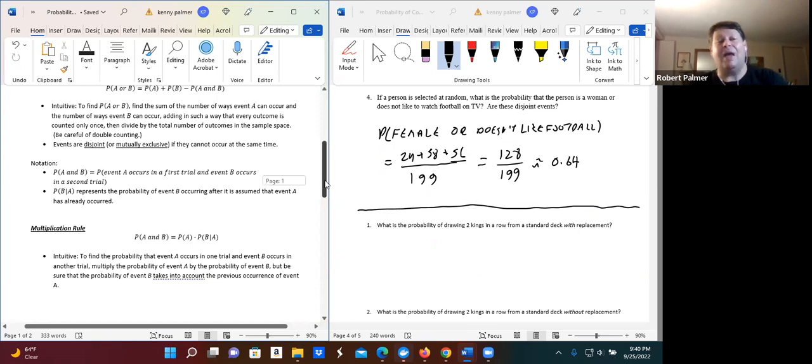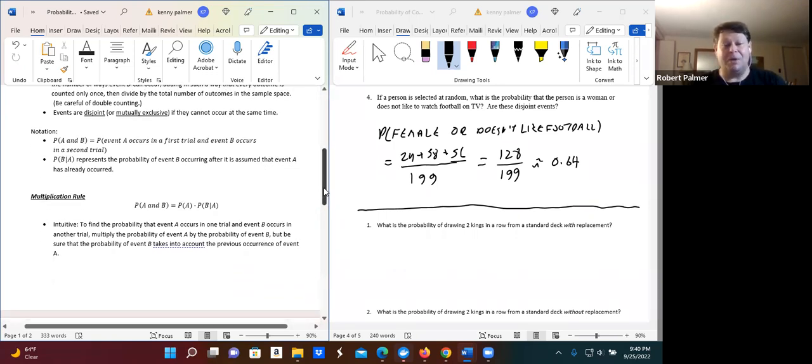But if A can affect what happens with B, then that's important. And we'll see examples of both cases. So once again, the intuitive way to understand this, it says to find the probability that A occurs in one trial and event B occurs in another trial, multiply the probability of event A by the probability of event B, but be sure that the probability of event B takes into account the previous occurrence of event A.